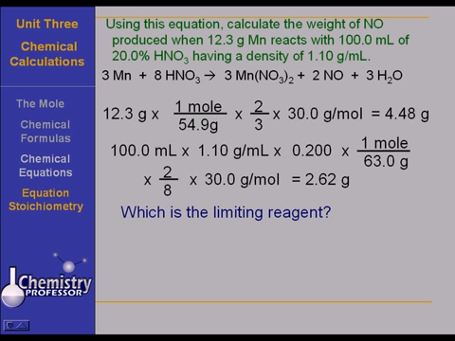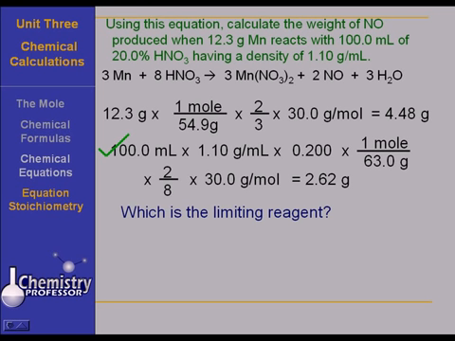What is the limiting reagent? Well, the limiting reagent apparently is that nitric acid. How do I know? Because only 2.62 grams of the nitric oxide could be produced. We ran out of nitric acid before we ran out of manganese. Now here's a good question.